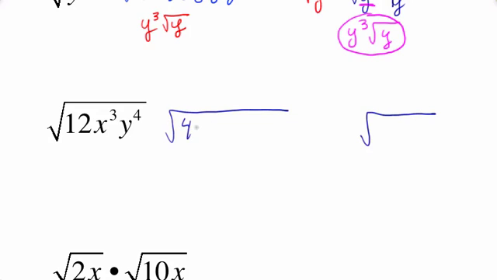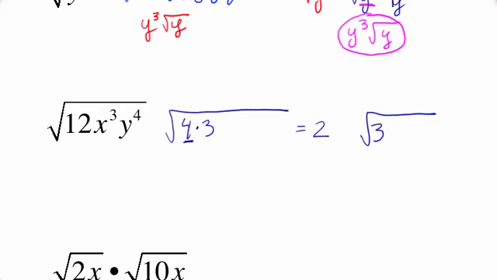12 is 4 times 3. And the square root of 4 is 2. So 2 will come outside of the radical, and 3 will stay behind underneath the radical. Let's actually give me some room. I'm going to put a 2 outside the radical. I'm going to put a 3 under the radical.